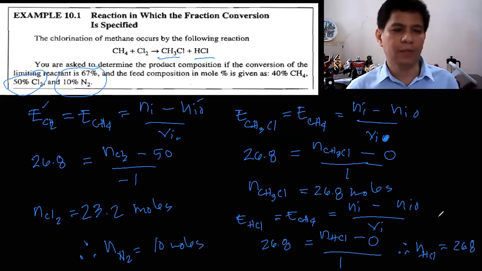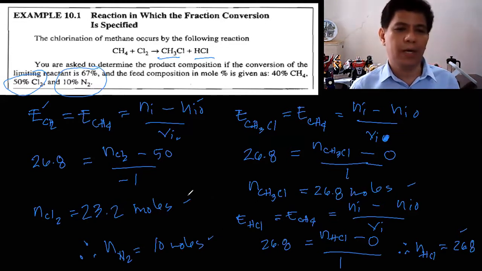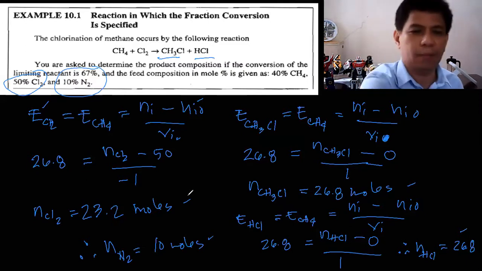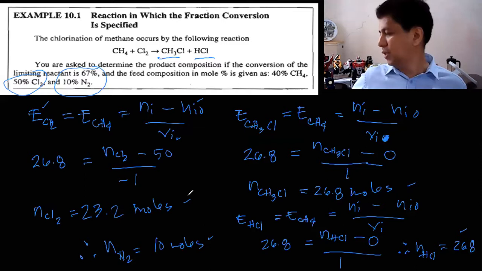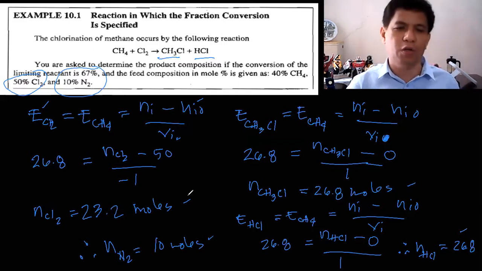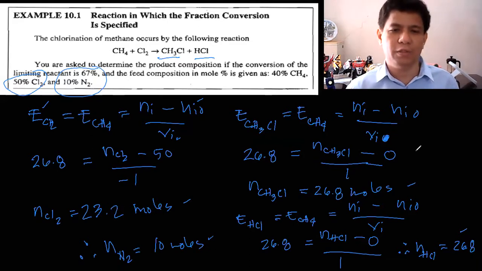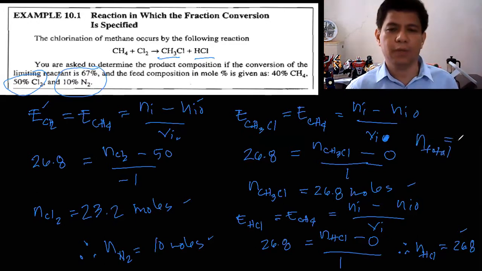So try to add all the number of moles of each chemical species: 26.8 of CH3Cl plus 26.8 of HCl plus 10 moles of N2 plus 23.2 moles of Cl2 plus the remaining methane, which is 13.2. Try to add all of those on your calculator, and you'll find that the total number of moles is equal to 100.